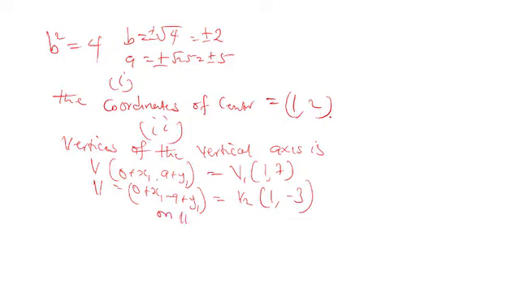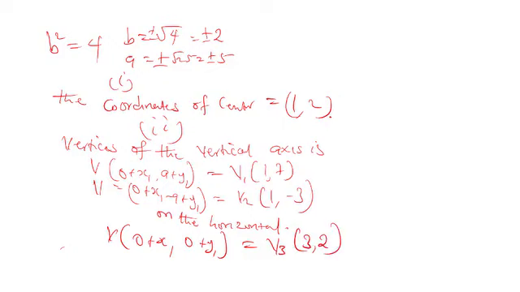Then the vertices on the horizontal axis, where the value is b. We have V3 equals b plus x1, 0 plus y1, which is 3 and 2, and the second value, V4, equals minus b plus x1, 0 plus y1, which is minus 1 and 2.